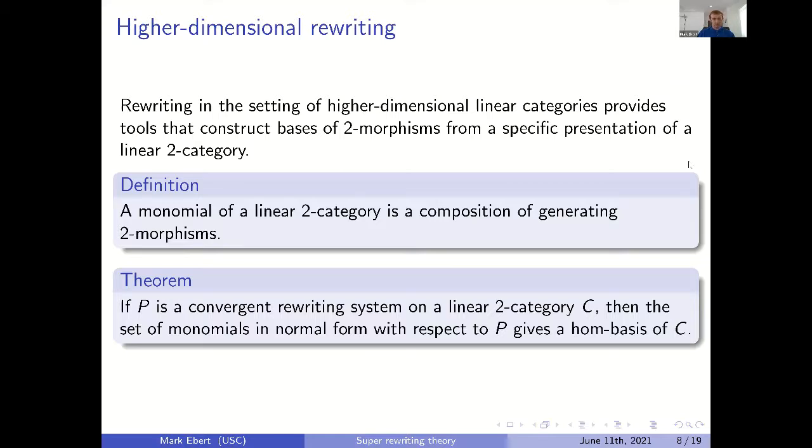And the basis tool that we're interested in is that if we have a convergent rewriting system presenting a linear two category, then the set of monomials in normal form is a basis of two morphisms. This is the result that we're interested in, and we want to apply this result to two supercategories.